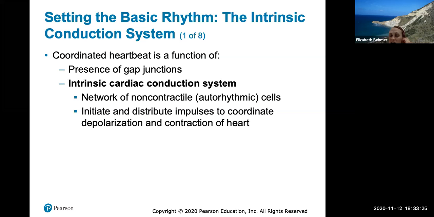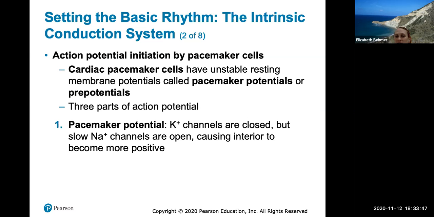The intrinsic cardiac conduction system is a network of non-contractile autorhythmic cells that will initiate and distribute these electrical impulses to coordinate the depolarization and contraction of the heart. And again, depolarization just means an opening of some ion channel for ions to rush in and to depolarize the cell membrane to cause an action potential to be passed through. Action potential is initiated by pacemaker cells.